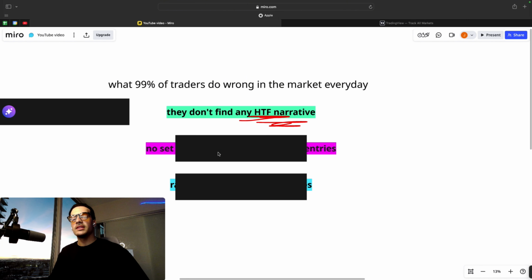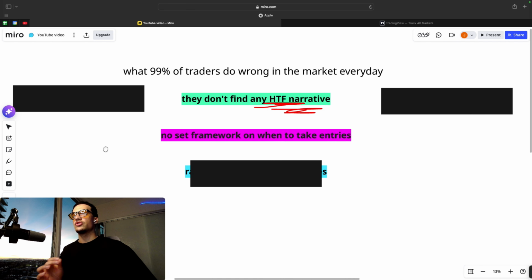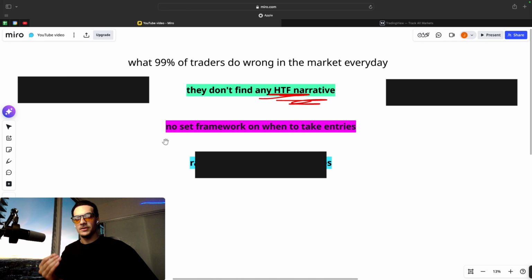And then the second thing I have here is no set framework on when to take entries. A lot of you guys are seeing price come into your key level and you're still getting stopped out, and then price is going right to your take profit. I know that happens to a lot of you guys where it's like everything is right, but you somehow are getting stopped out and then it's running your take profit, or you're getting break even and it's running your take profit. And that's because you're not taking your entries at the right point. And it's so important that you have a framework to follow so that you can have precise entries every single time.